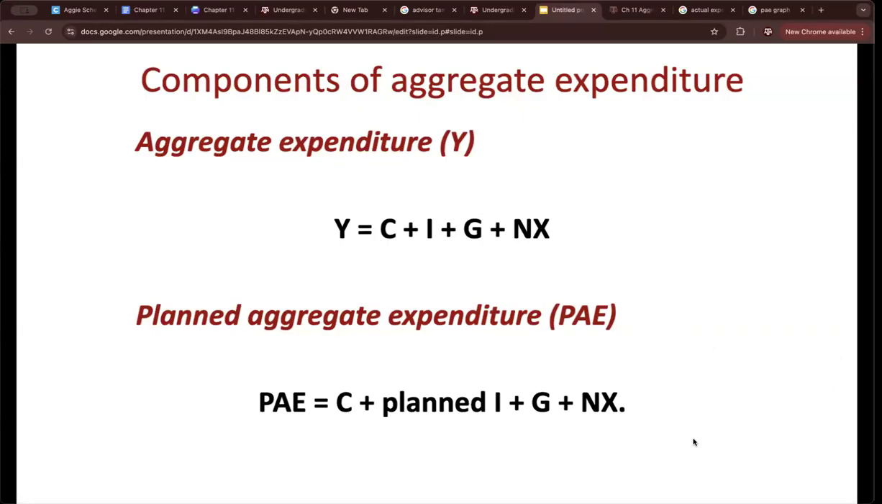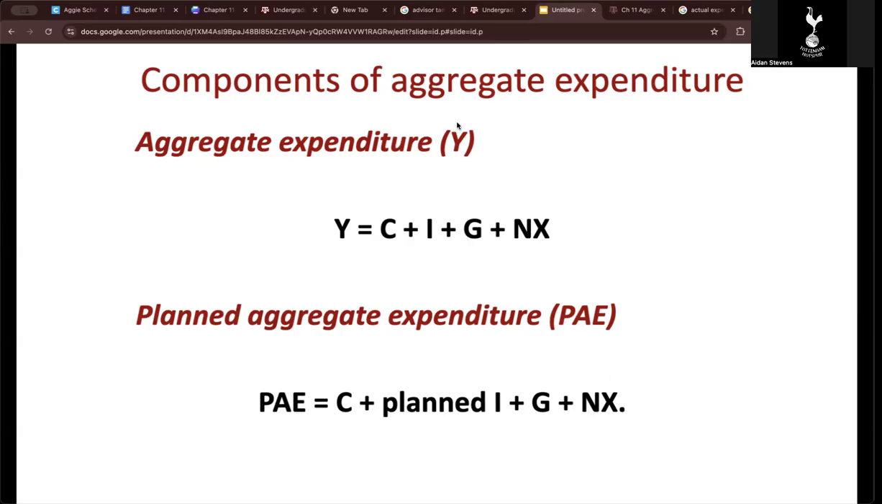Howdy. Today I'm going to show you the differences between the two kinds of aggregate expenditure. Our first example is aggregate expenditure, also known as Y. We calculate this by taking consumption plus investment plus government spending plus net exports to find our aggregate expenditure or GDP. Our other type of aggregate expenditure is planned aggregate expenditure, PAE. We find this by taking C, as in consumption, plus planned investment, plus government spending, plus net exports.